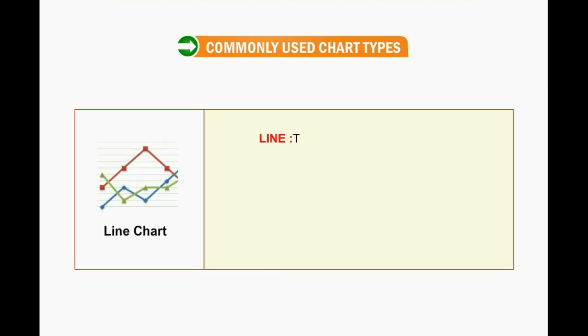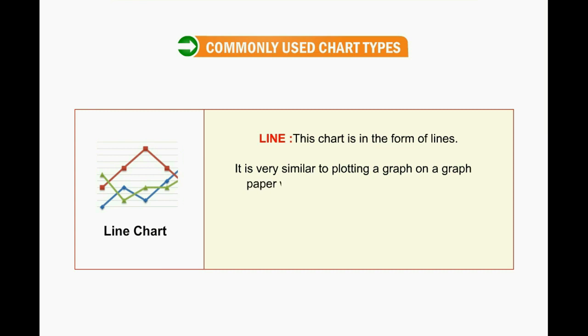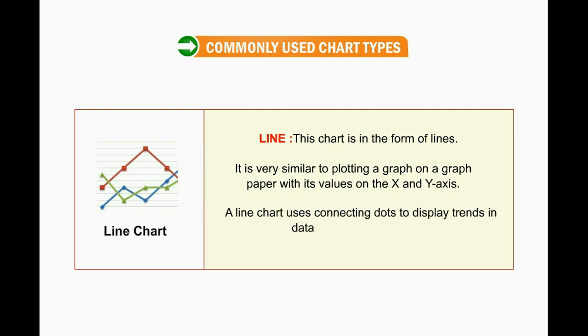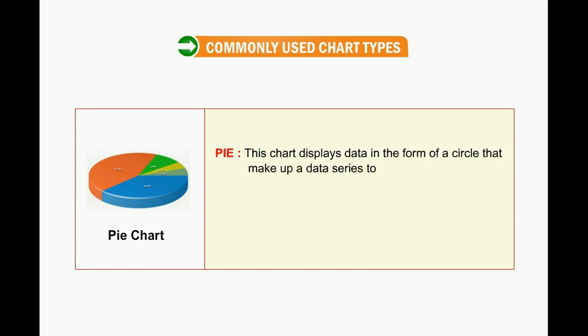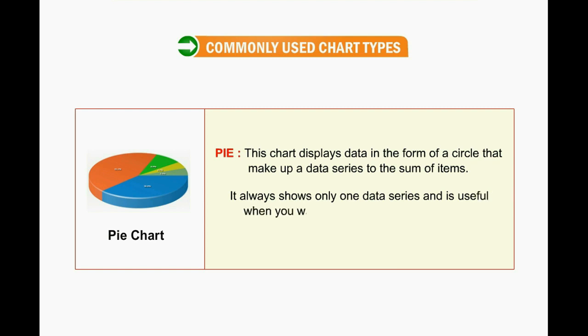Line chart. This chart is in the form of lines. It is very similar to plotting a graph on graph paper with its values on the x and y axis. A line chart uses connecting dots to display trends in data over a period of time. Pie chart. This chart displays data in the form of a circle that makes up a data series to the sum of items. It always shows only one data series and is useful when you want to emphasize a significant element.